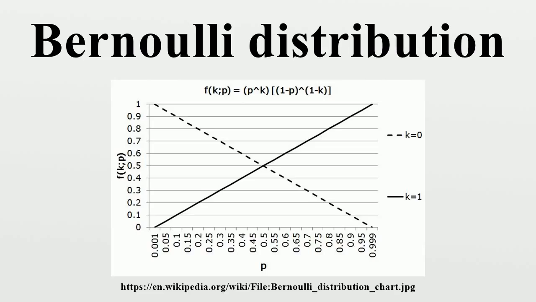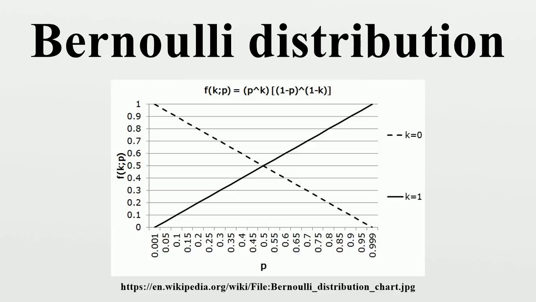The Bernoulli distribution is a special case of the two-point distribution, for which the two possible outcomes need not be 0 and 1. It is also a special case of the binomial distribution. The Bernoulli distribution is a binomial distribution where n equals 1.